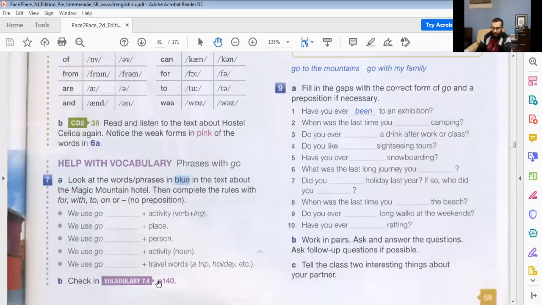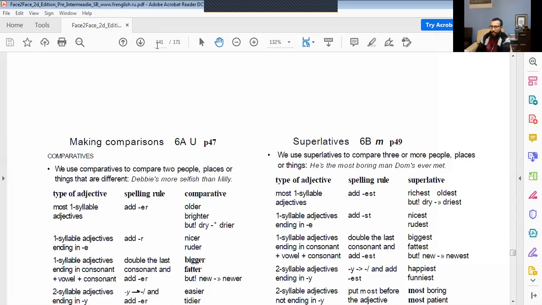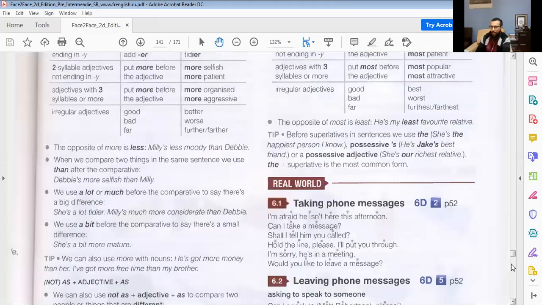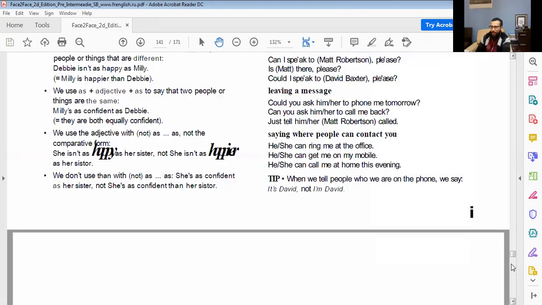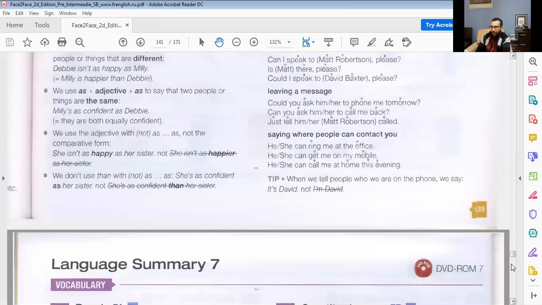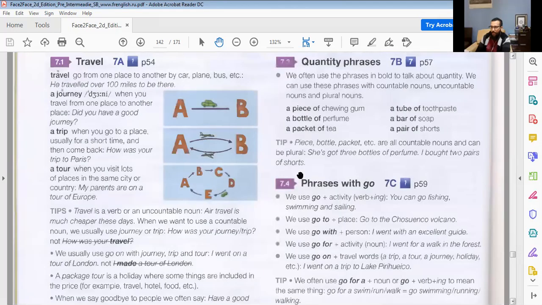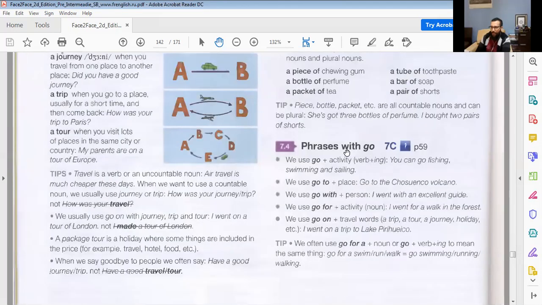All right, let me just show you very quickly the summary. Then finally, let's take a look. If there's something we need to talk about. Let's see. I don't think so, but we're going to just check it. Okay, let's take a look.